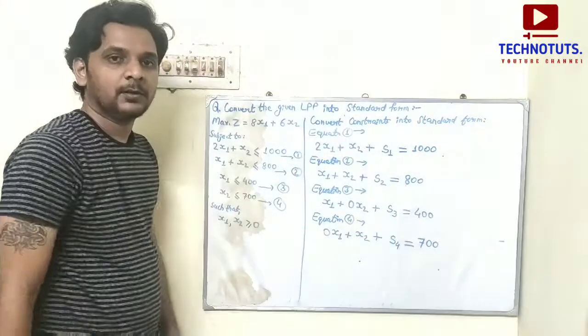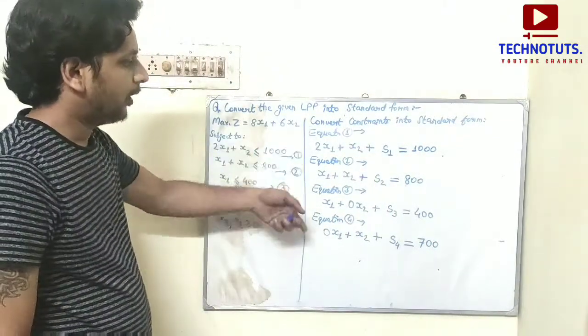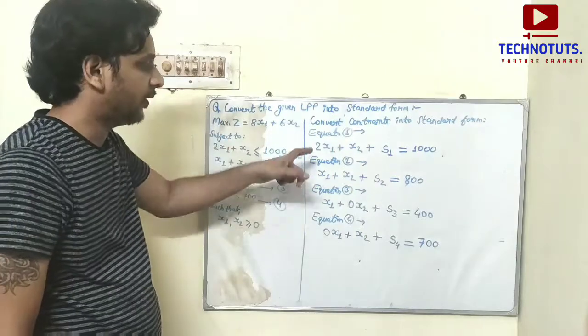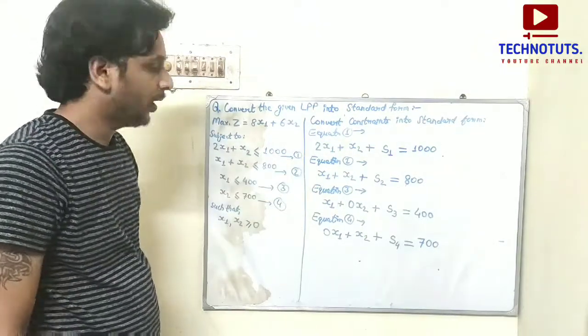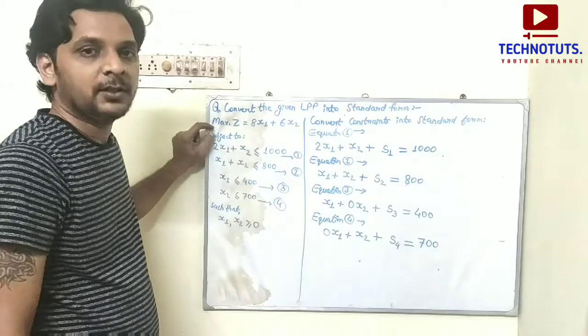Okay students, now you will see that we have converted all the four equations of the constraints into its standard form. Okay, now we will convert the objective function into its standard form.